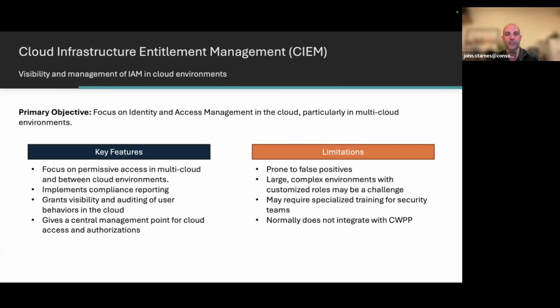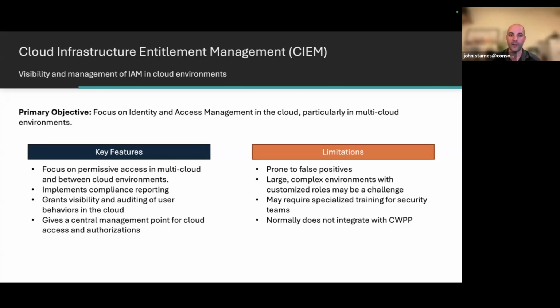CIEM, or Cloud Infrastructure Entitlement Management. This is really focused around identity and access management capabilities in cloud environments, particularly when you're looking at multi-cloud. This focuses on who has what roles, who has what rights, what are people actually doing inside cloud environments. So you're getting visibility on auditing of user behavior. It does really tie into compliance reporting. That was a big driver for these technologies.